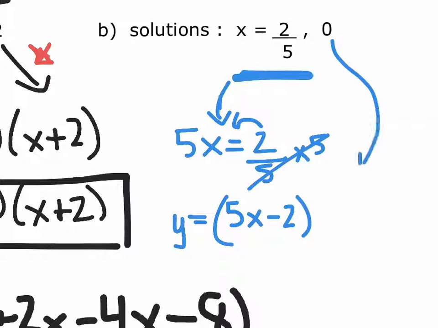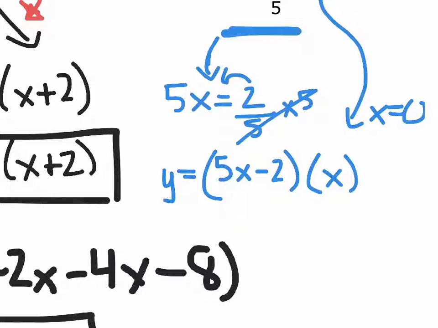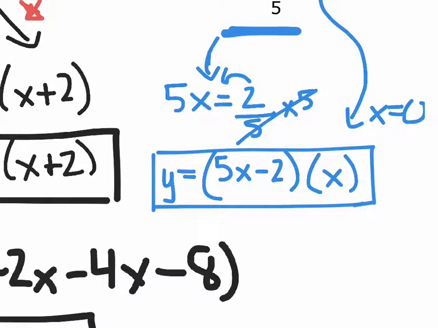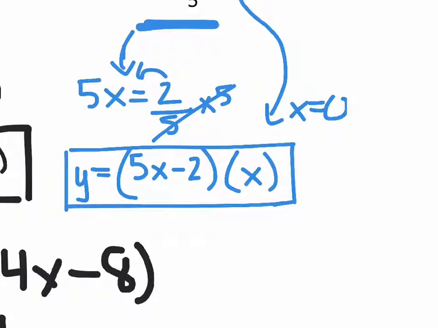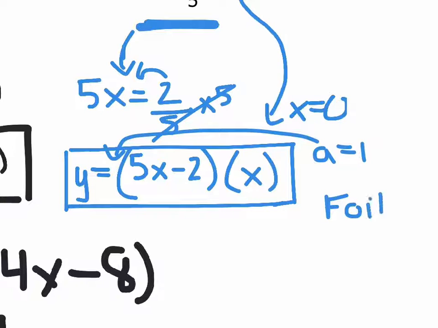Then this other one is just saying x equals 0, so the way to go about it is just to put it as x. What we've done is created the factored form equation, and because a equals 1, you can put a equals 1 if you want, but it won't make a difference. Now we can FOIL it, and we get y equals 5x squared minus 2x as our quadratic equation.